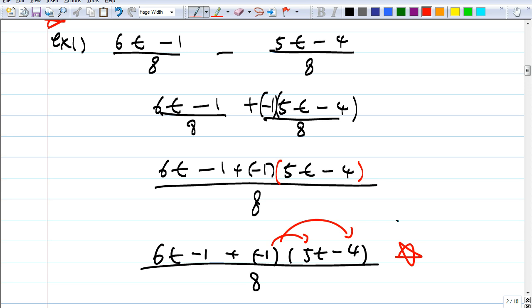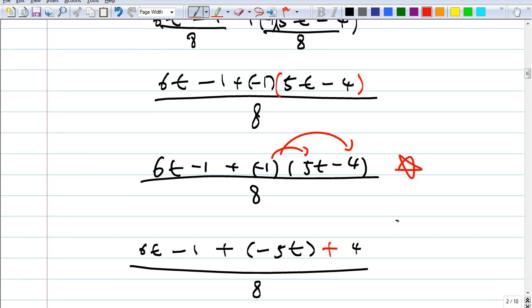So tell me what to write next. After I distribute that -1, what do I get? 6t minus 1 plus... No, -1. No, -5t plus 4 over 8. Good. So did you all write down plus 4? If you forget that parentheses around 5t minus 4, you get it wrong. Thomas, what's my answer?